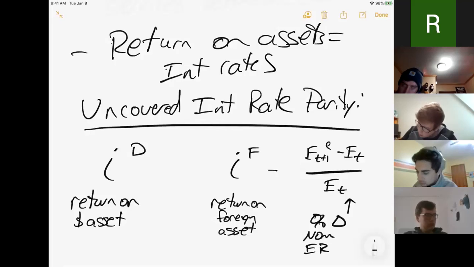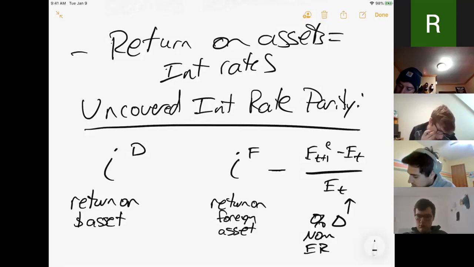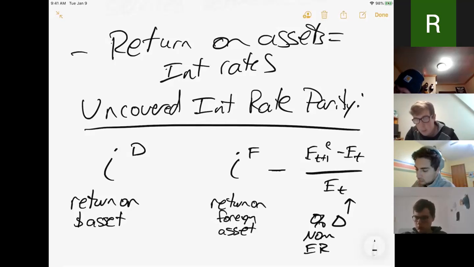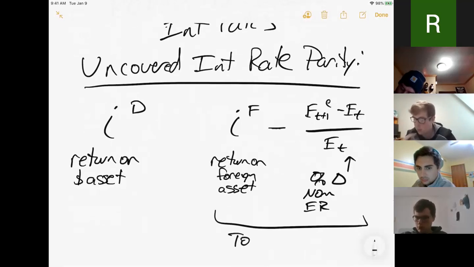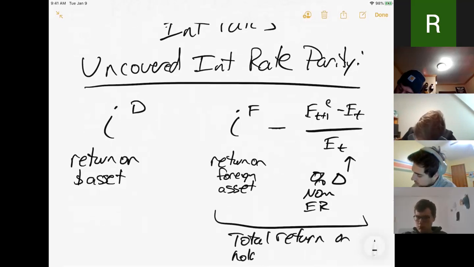And specifically, this needs to be a negative number. Why? Because if the exchange rate goes up, meaning the dollar appreciates, that means that the foreign currency is going to depreciate and eat away at your return. So this is the total return on holding a foreign asset. And notice how this is more complicated because now you have to incorporate exchange rate risk.